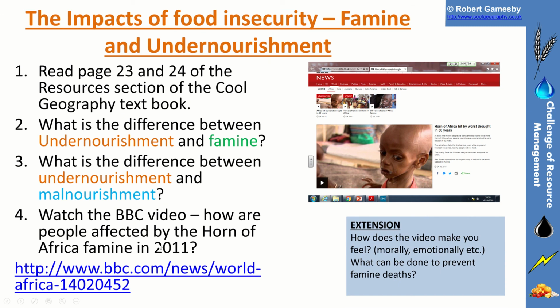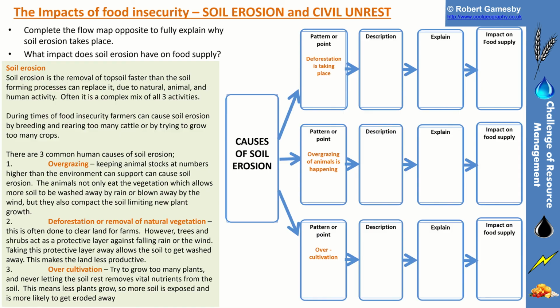And then you can have a look at this web page here from the BBC, all about undernourishment in the Horn of Africa. If you're a bit sensitive over, you know, images of children not very well, I would maybe not bother watching that. And then you've got a flowchart map to do. Okay, so explaining using these three factors how deforestation leads to soil erosion and what that would do to food supply, what overgrazing does for soil erosion, and what overcultivation does for soil erosion.